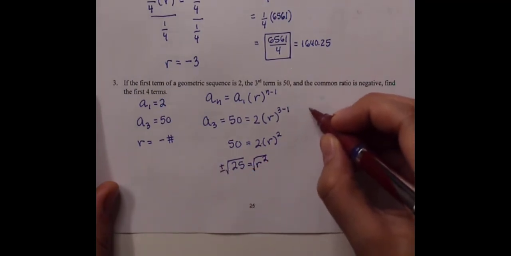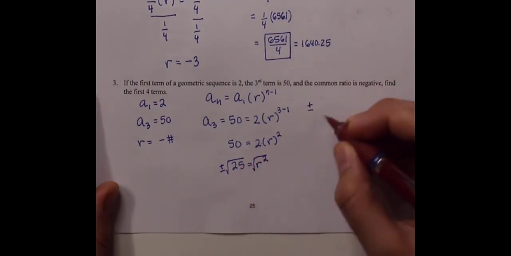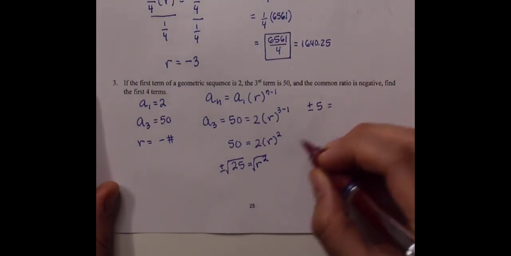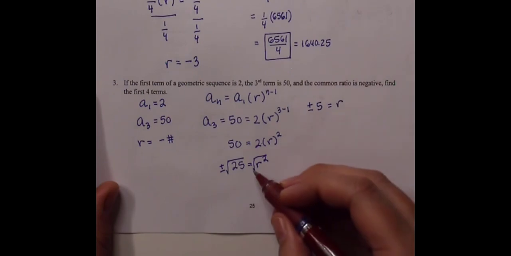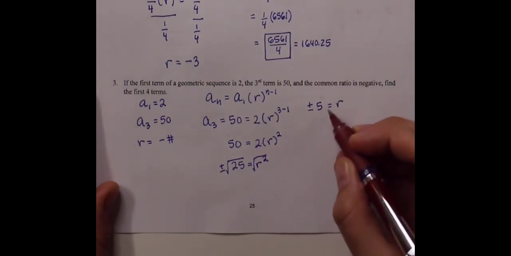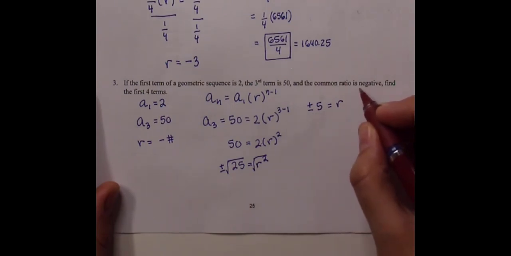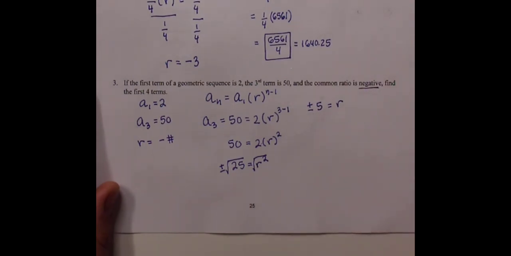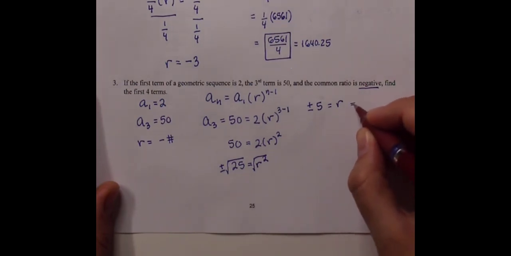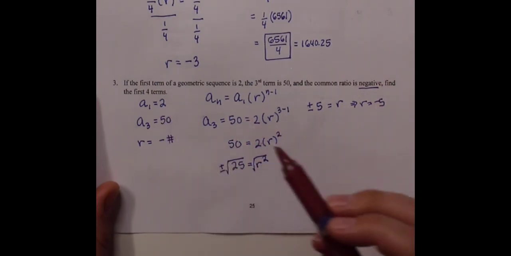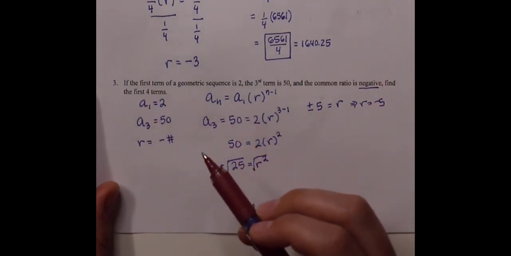And so let's move over here. We get plus and minus. What number squared makes 25? Plus and minus 5 is going to be that answer. And then the right side is just r, because we square rooted the square. So r is either positive 5 or negative 5, and then we look back and say, oh, that's why we were told it's negative. So we pick the right one, we pick the negative 5. So now we know that r is negative 5. We know the first term was 2, and we can now find the first 4 terms.